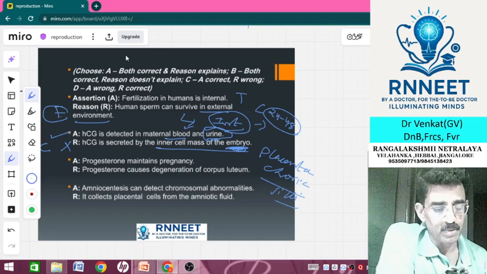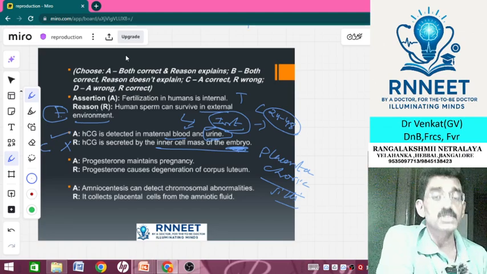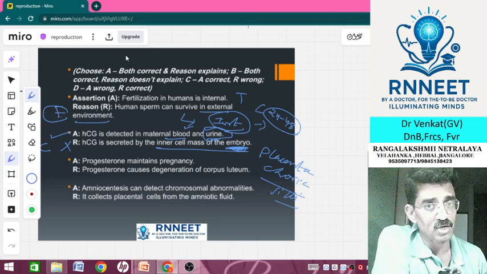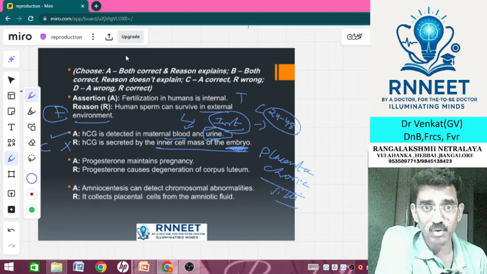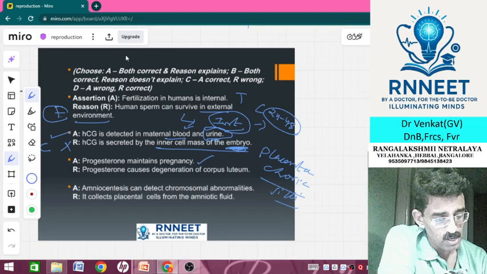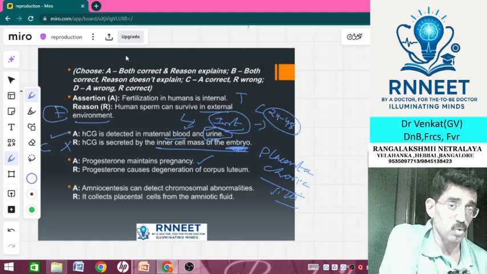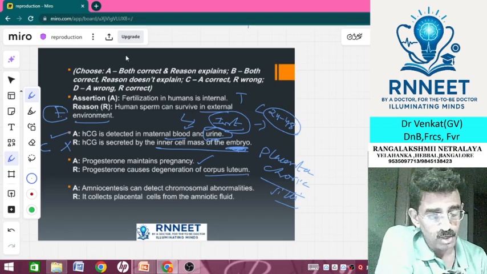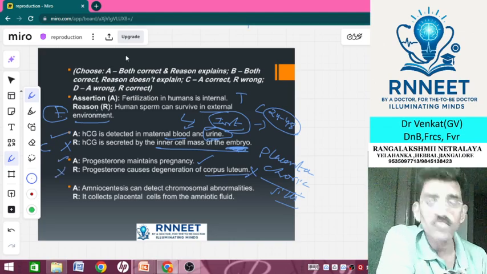Progesterone maintains pregnancy. Does progesterone maintain pregnancy? The corpus luteum starts secreting progesterone, and once fertilization takes place, it doesn't degenerate, it continues to be present and secretes progesterone, which maintains the pregnancy. Reason: progesterone causes degeneration of the corpus luteum? No. Progesterone also maintains the corpus luteum, so the corpus luteum does not get degenerated. Right? So A is correct, reason false.